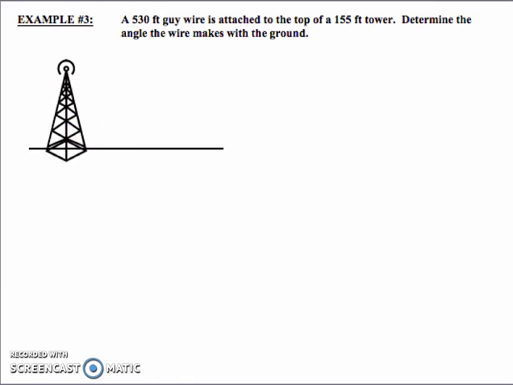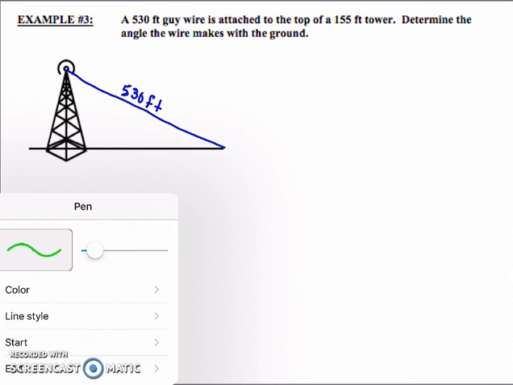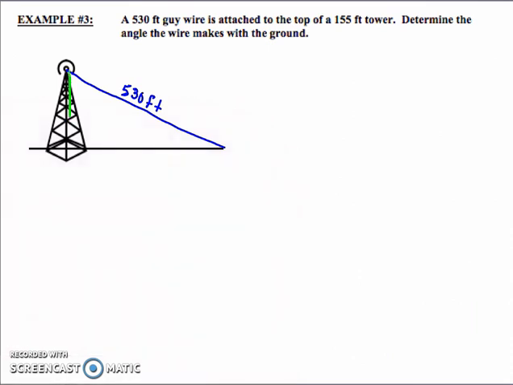In our final example today, it says a 530-foot guy wire. A guy wire is basically a wire that attaches a tower to the ground. So kind of the hypotenuse of our triangle here is our guy wire, okay? It says a 530-foot guy wire, so I'm going to add that into my picture here, is attached to the top of a 155-foot tower. All right, so we know that the height of our tower here is given as 155 feet.